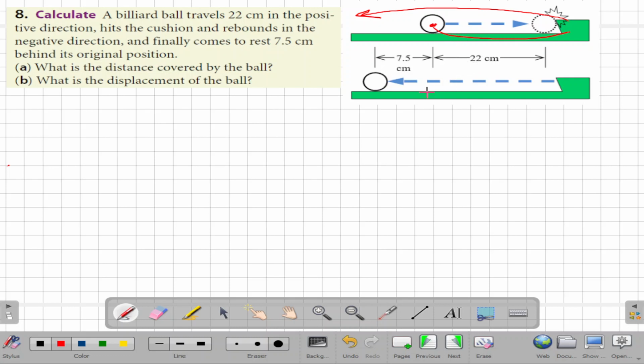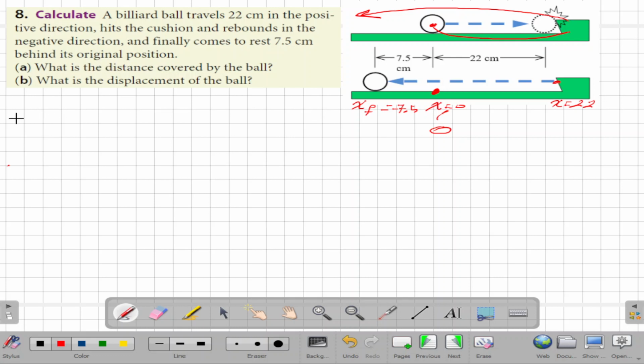Let's suppose that the starting point is the origin, so x is equal to 0 here. At this point we have x equal to 22. This is x initial, and x final here, since we are on the left hand side of the origin, is minus 7.5.